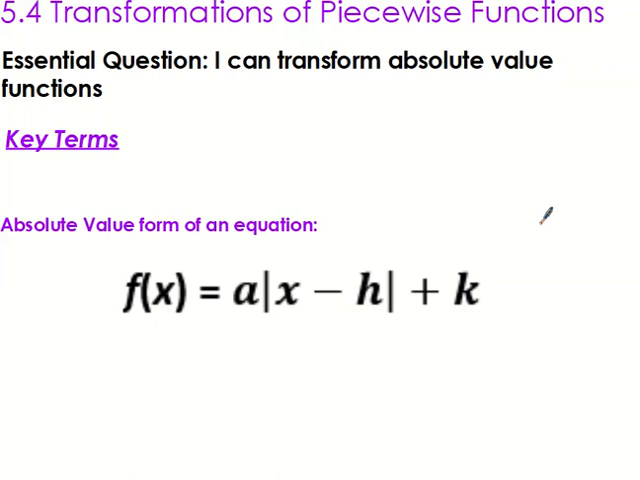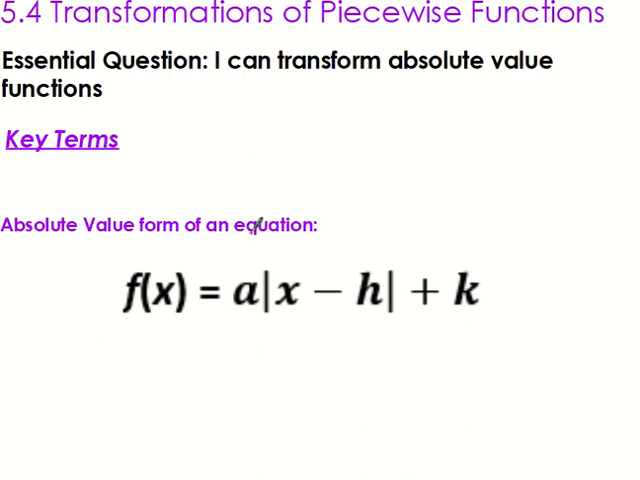Hola, mi clase. So we are doing 5.4, and I know that's a weird jump, but we are going to transform what's called a piecewise function, but we're going to transform our absolute value functions, okay? So this is what we would call the generic form for an absolute function, okay?